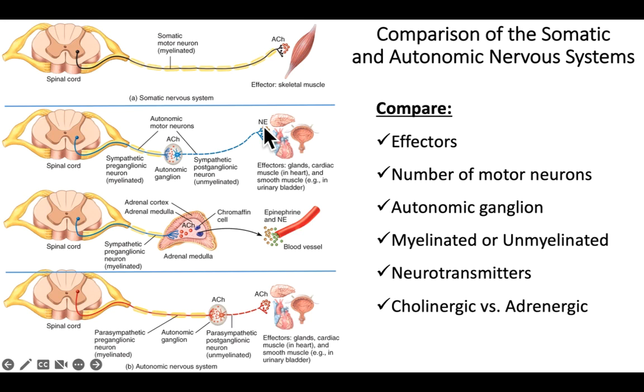We also use those terms for the receptors. So if you're a receptor for acetylcholine, you're a cholinergic receptor. If you're a receptor for epinephrine and norepinephrine, you are an adrenergic receptor. So we're going to use those terms quite a bit.